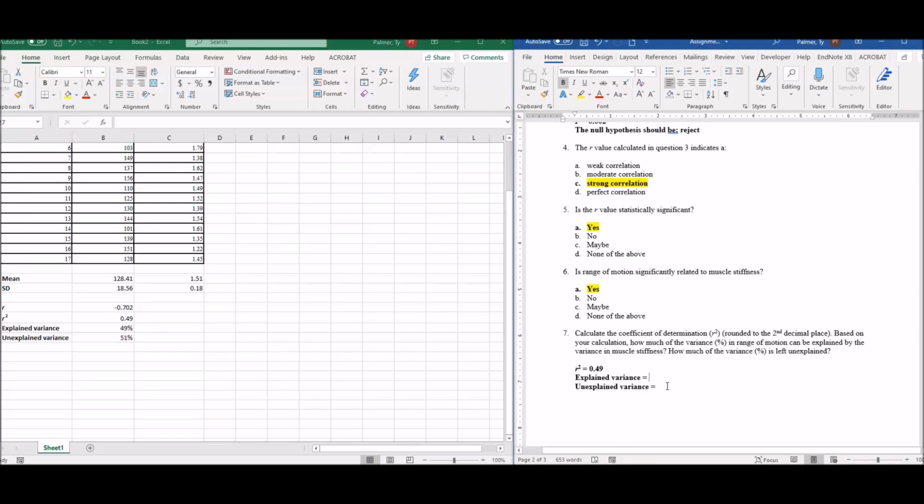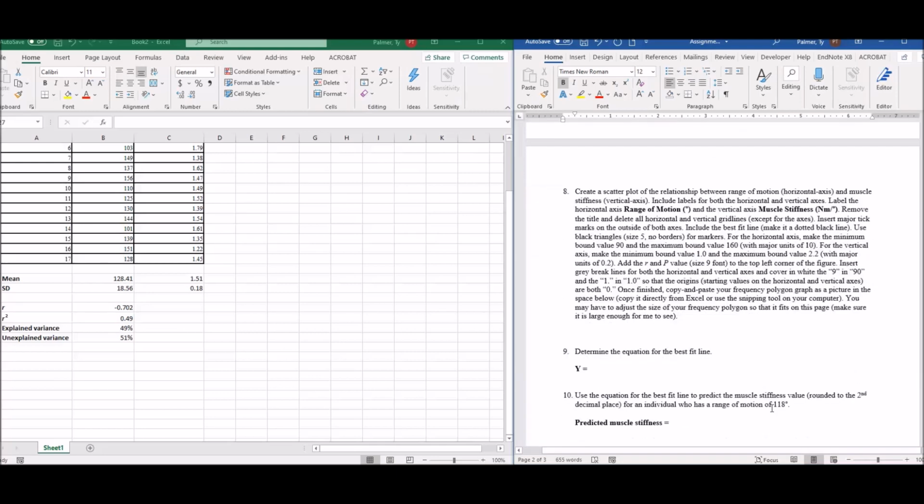Okay, so let's input those values, our answers, into our assignment. So explained variance is 49%, and unexplained variance in this example here is 51%. And again, remember, your data is different, and so your answers may be different here for question 7. So again, just keep that in mind.